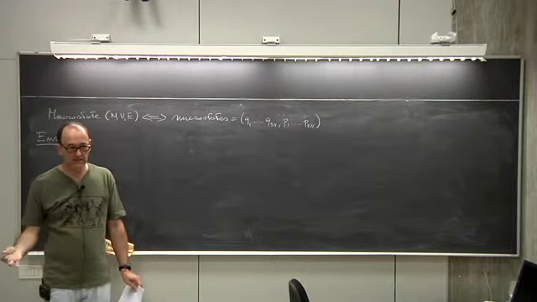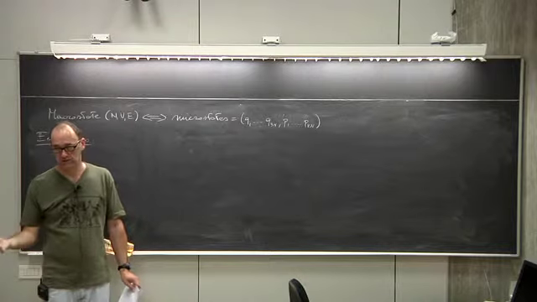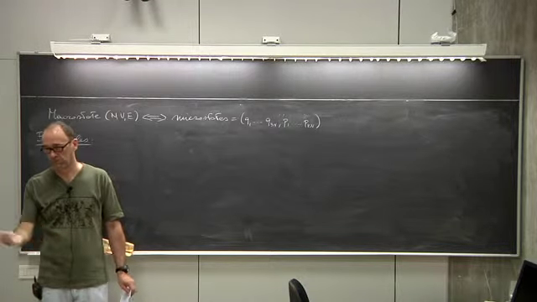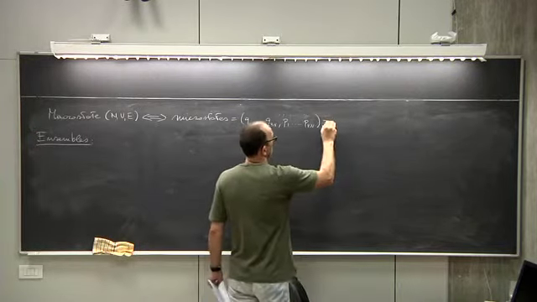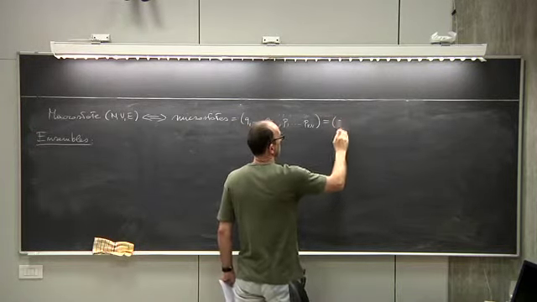So there are 6N coordinates: 3N coordinates and 3N momenta. And I will call these just Q and P for simplicity.